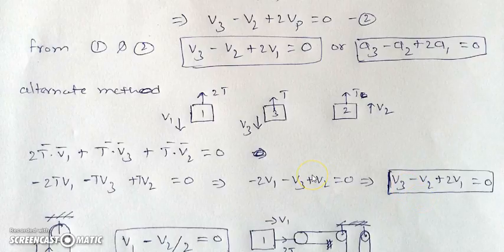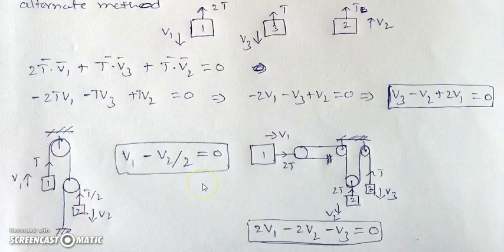So this method is quite fast. Just by looking at this diagram, we can say this will be 2v1 with a minus sign here. This will be a single time v3 because T has a coefficient 1, so minus v3. This will be a single time plus v2 because of the same direction and single coefficient of tension, so we get this.